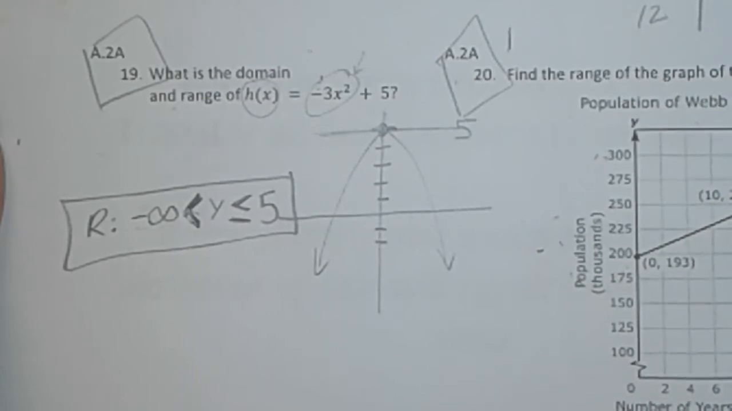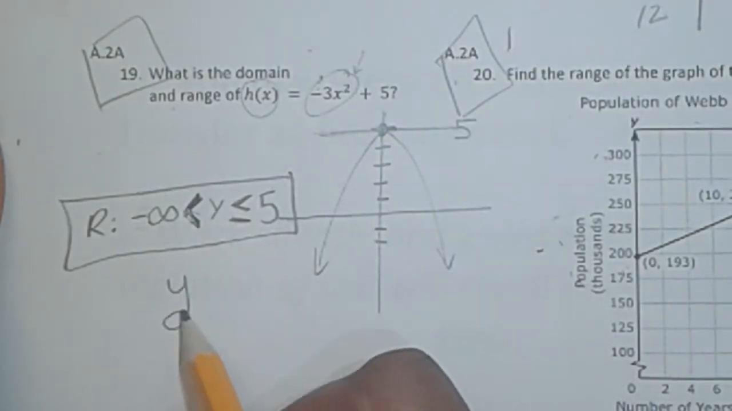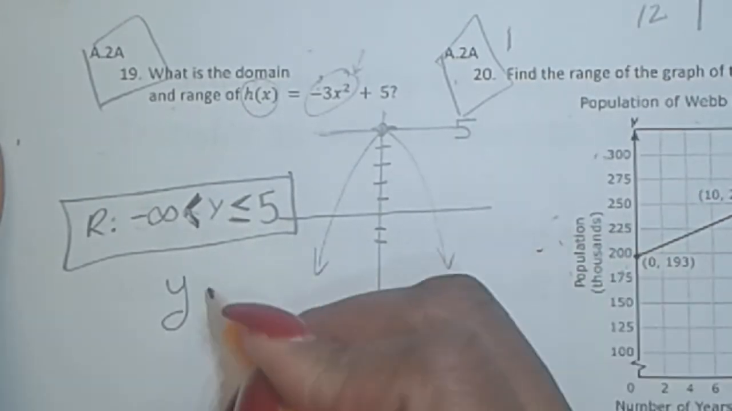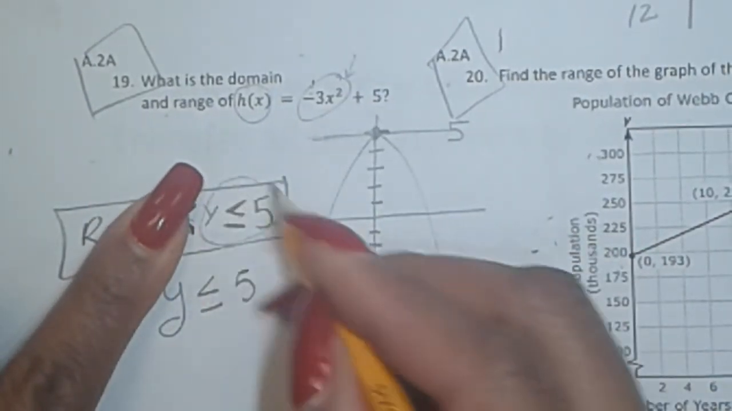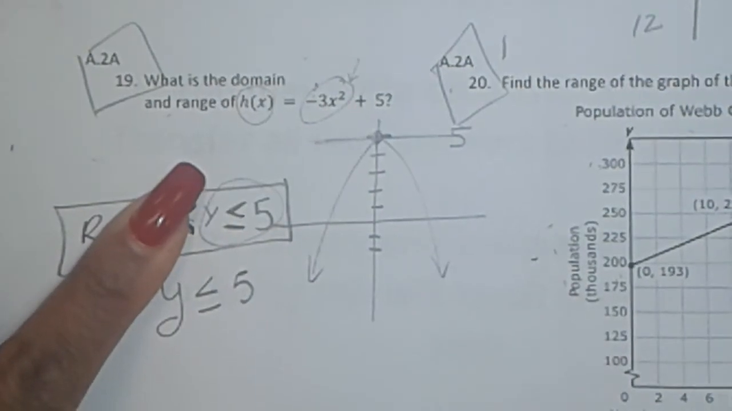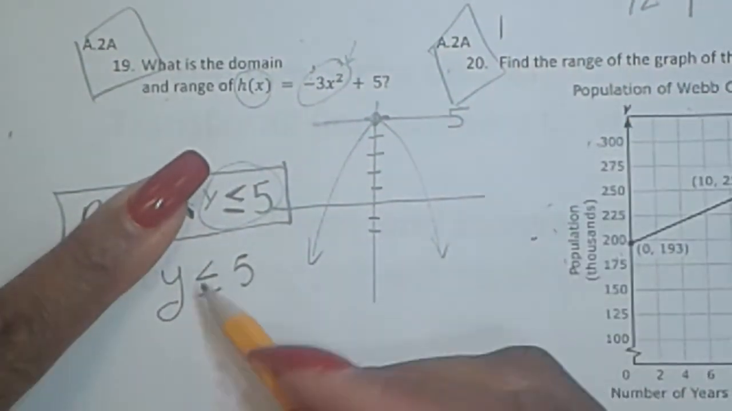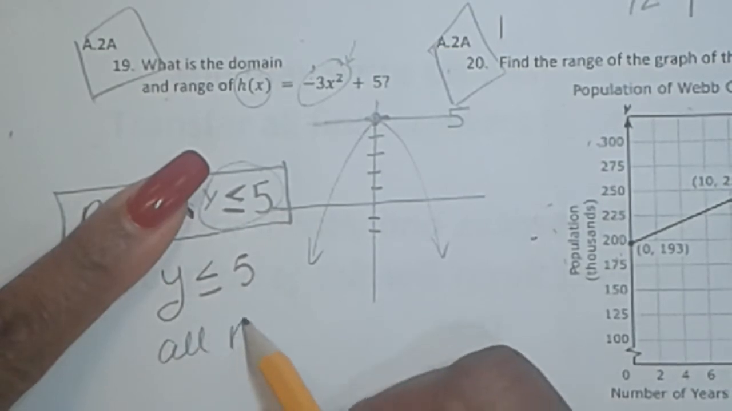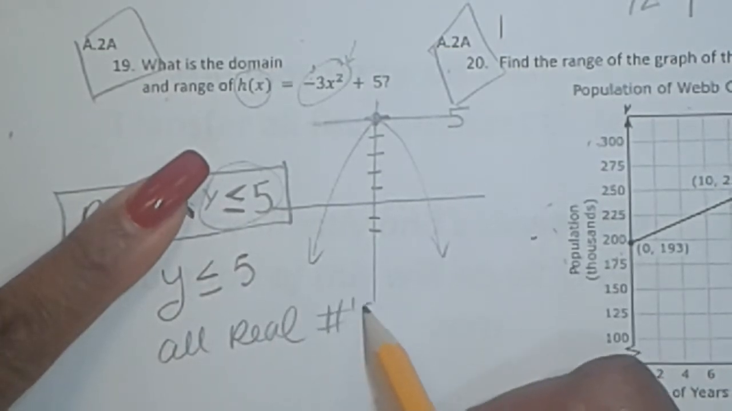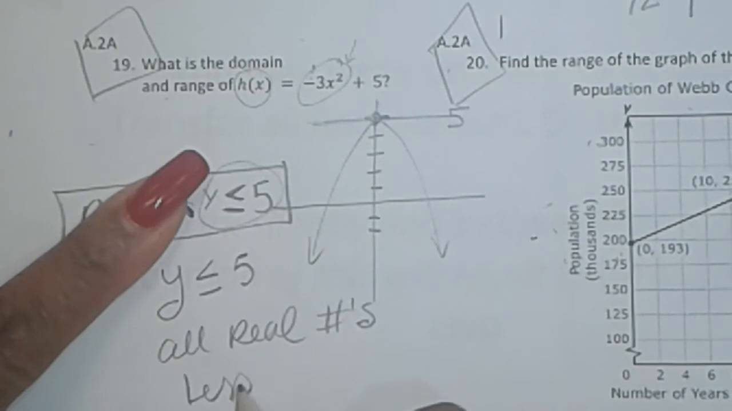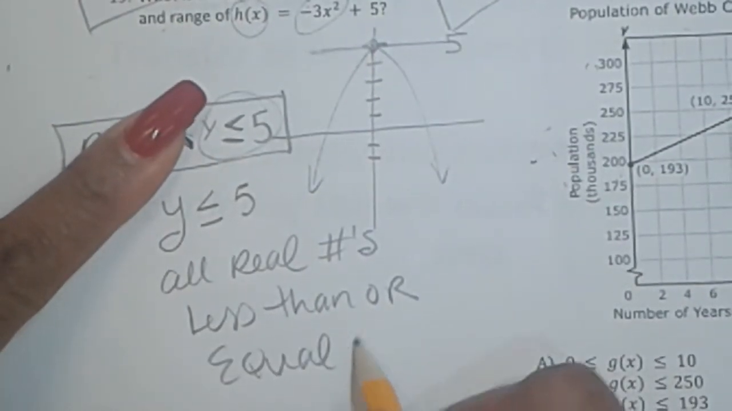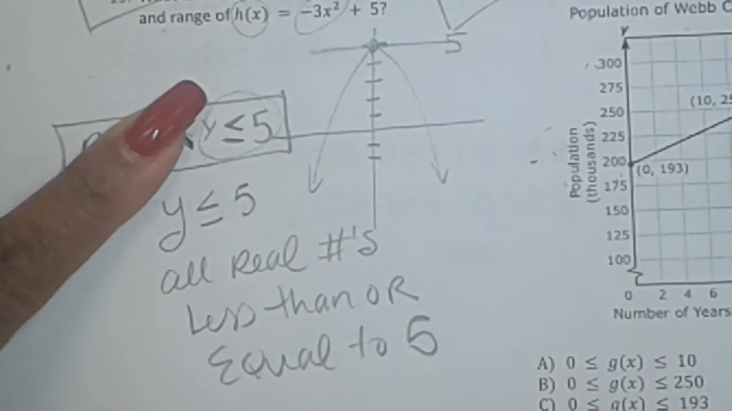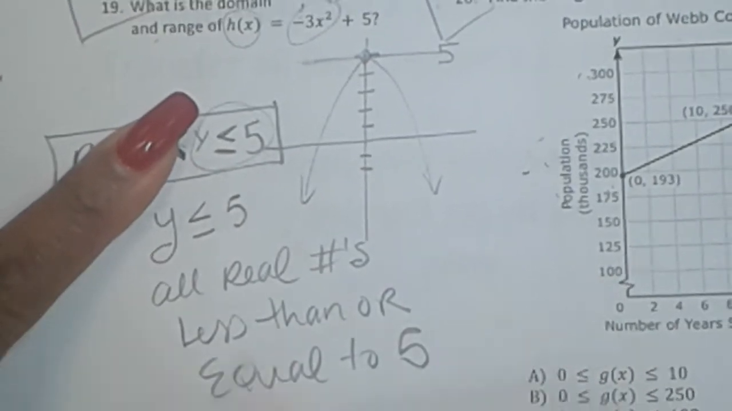The STAR test is going to hold you responsible for the following notation. Y is what? Less than or equal to 5. So only this piece. They may write it in words and say all real numbers less than or equal to 5.